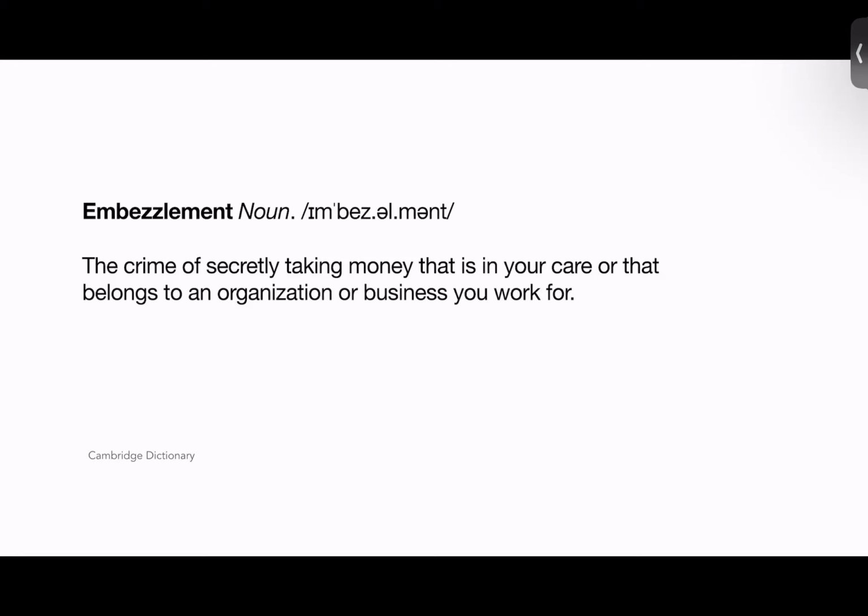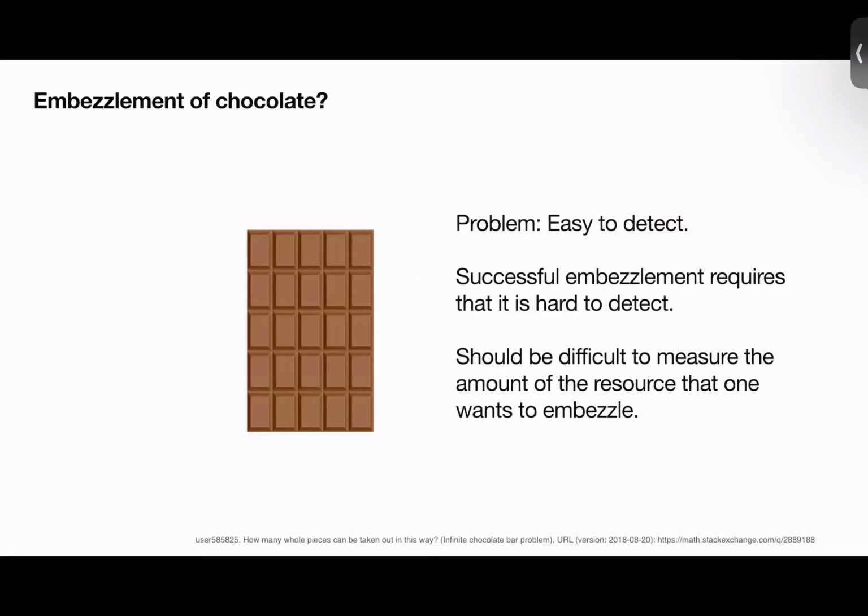So you can try to embezzle all kinds of resources. Of course, many of you have seen this little animation of how to embezzle chocolate. Just showed once. It's basically the same example as we had in the previous talk, the triangle. One problem with this example is that with chocolate, it's not a good example of embezzlement because you can detect very easily that something got embezzled. You just put the remaining chocolate on a scale and you see it's lighter than previously.